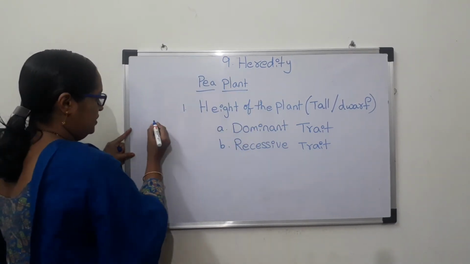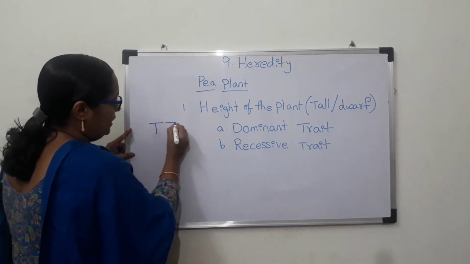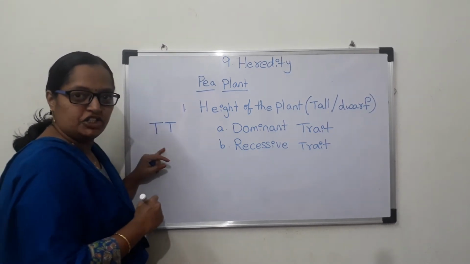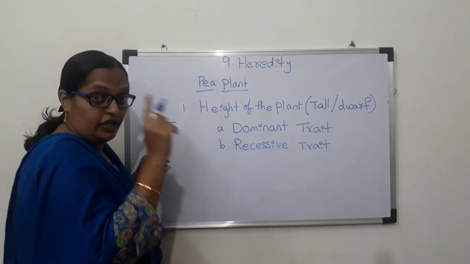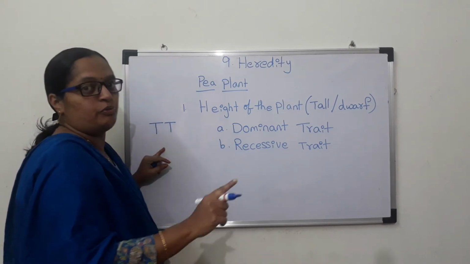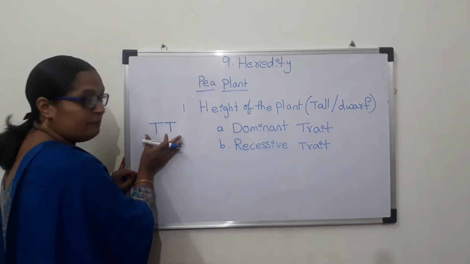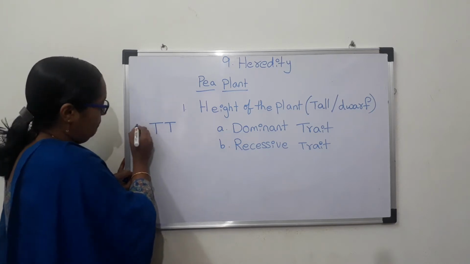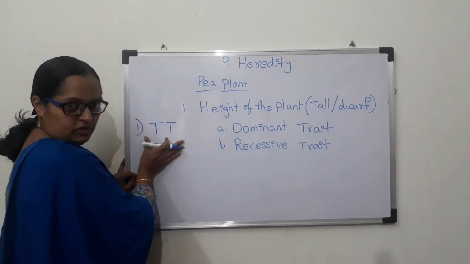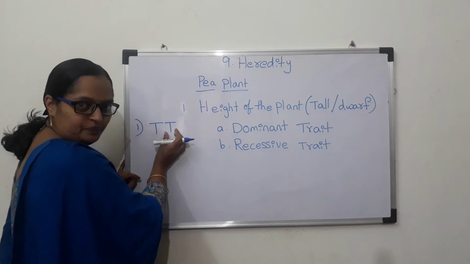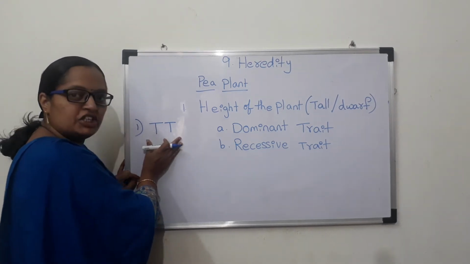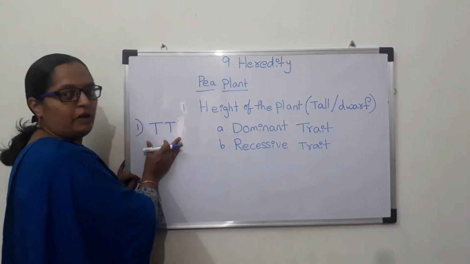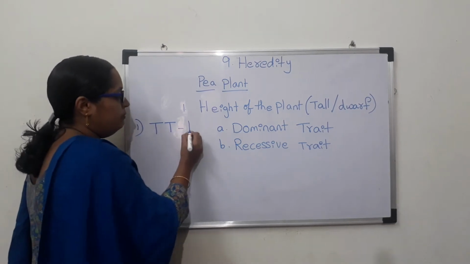For example, the plant contains a capital T gene combination, one pair of genes. Then only the trait is expressed. See here, this is for example one trait. One pair of genes is present: capital T, capital T. When this gene combination is present in the pea plant, then the plant will be tall.